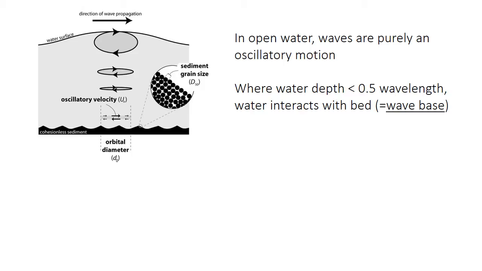In the open ocean, when the water depth is deep, water moves by waves in purely a circular motion. But when the water becomes shallower, the waves start to interact with the seafloor, and the wave orbitals become squished. Right by the seafloor, the water motion becomes just a back and forth oscillation. So waves begin to interact with the seafloor when the water depth is less than half of the wavelength. This depth is what's called wave base.